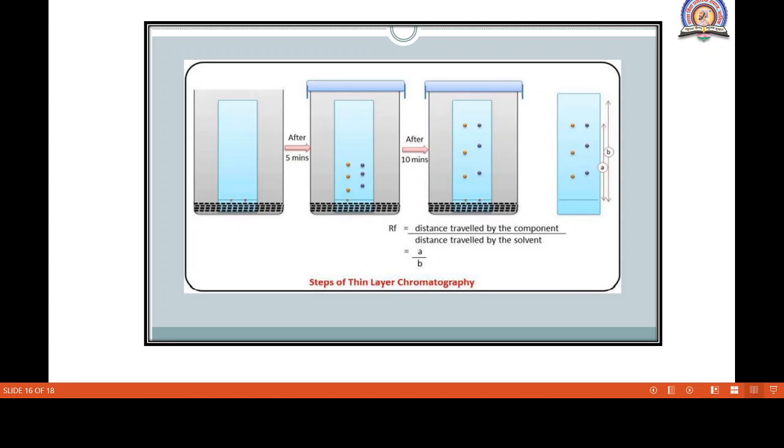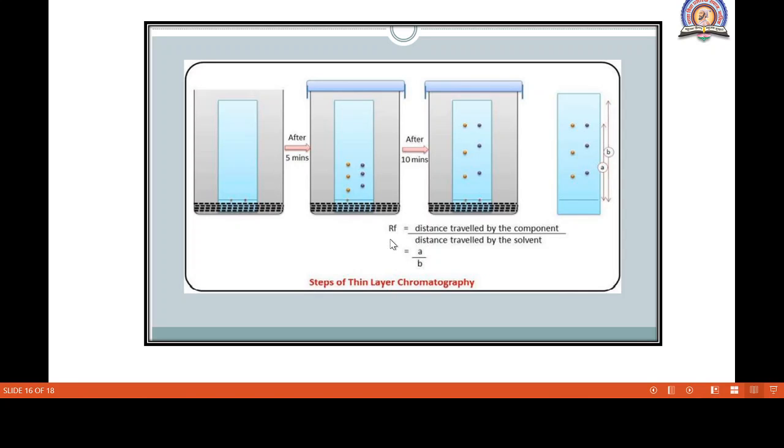After that, when the solvent moves up to this point, we remove the plate and dry it in the air. Then we mark this straight line as the solvent line. This is called the solvent front. Up to this point we moved the solvent. Then we measure the distances: the distance traveled by the component is A, and the distance traveled by the solvent is B.